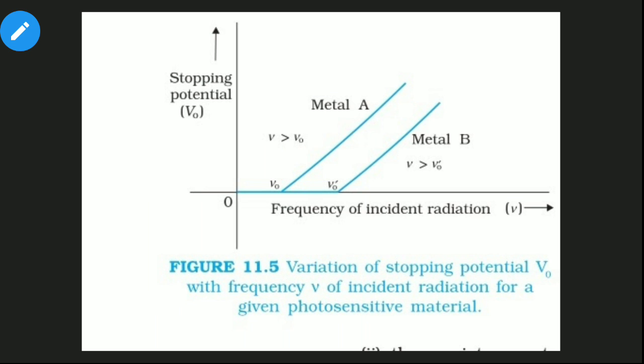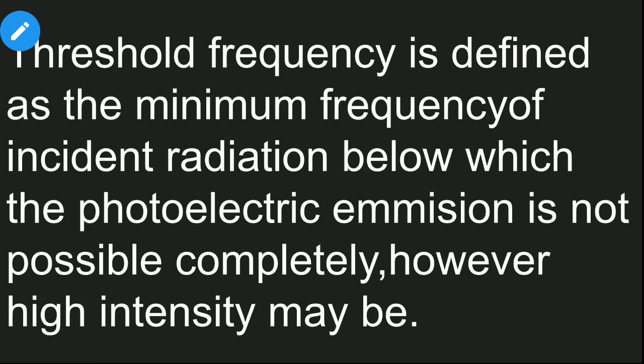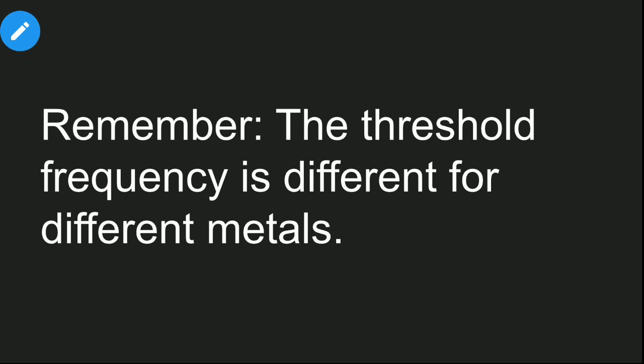So here comes a new term known as threshold frequency. Now what's this threshold frequency? Threshold frequency is defined as the minimum frequency of incident radiation below which photoelectric emission is not possible at all. The threshold frequency is always different for different metals. So for two metals A and B, these graphs are parallel straight lines.